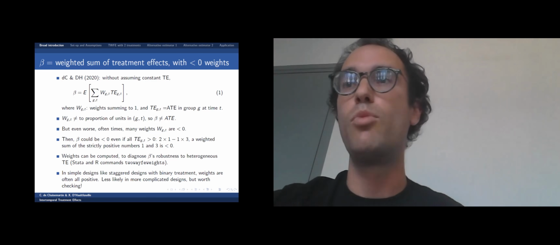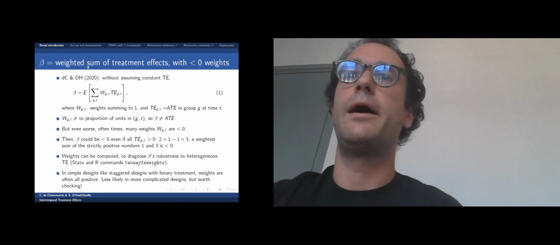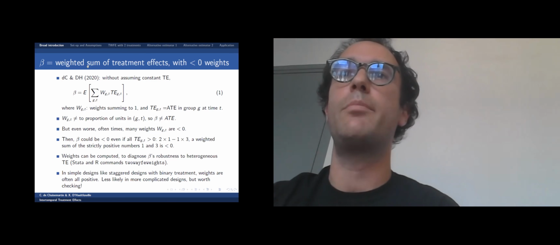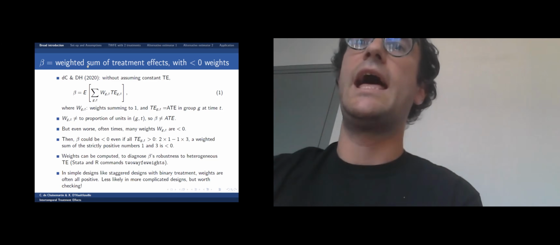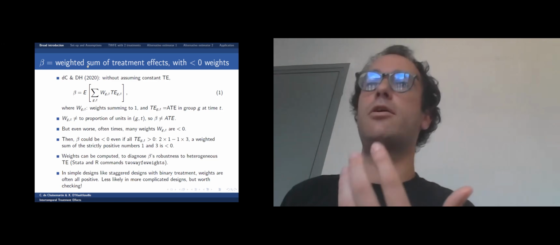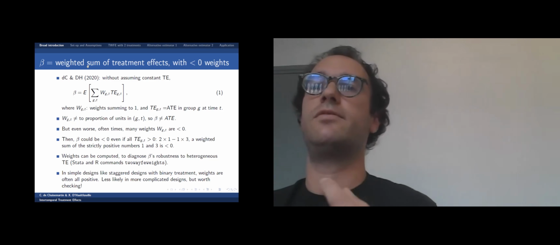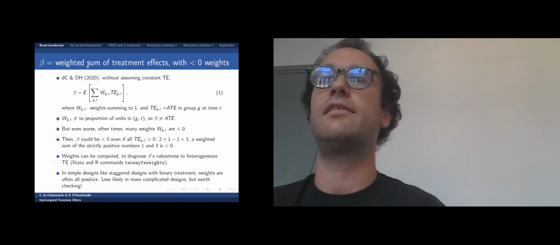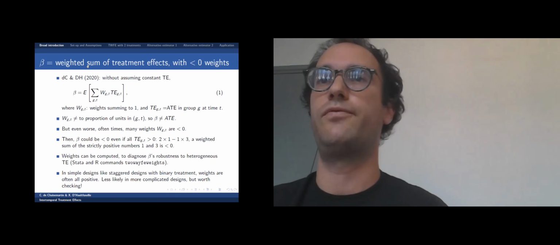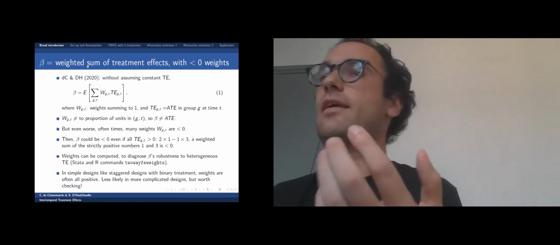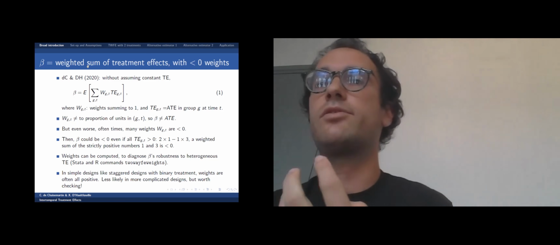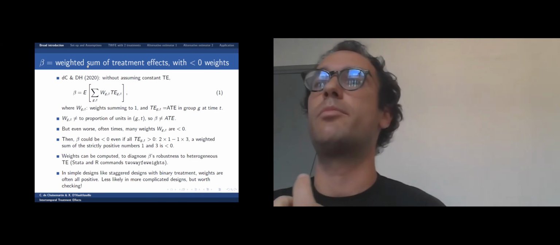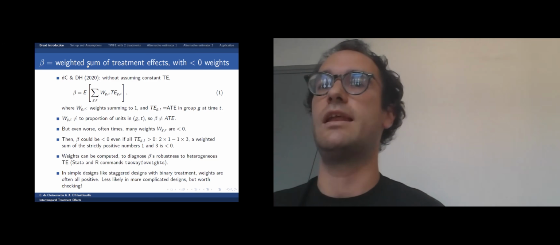But perhaps more worryingly, many of the w_{g,t} weights are actually strictly negative. And because of that, beta could, for instance, be strictly negative, even if the treatment effect is strictly positive in every group and at every time period. For instance, 2 times 1 minus 1 times 3, which is a weighted sum of the strictly positive numbers 1 and 3, is strictly negative.